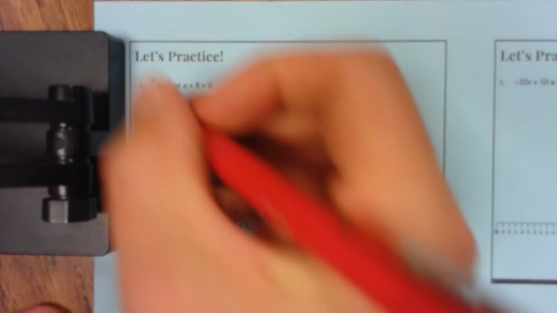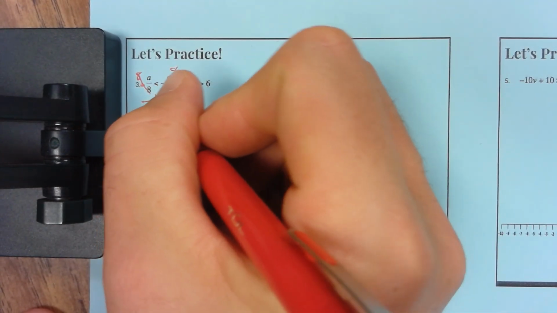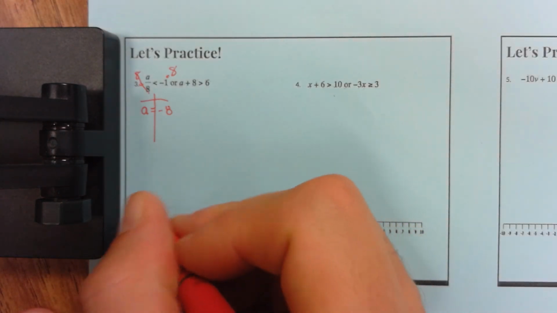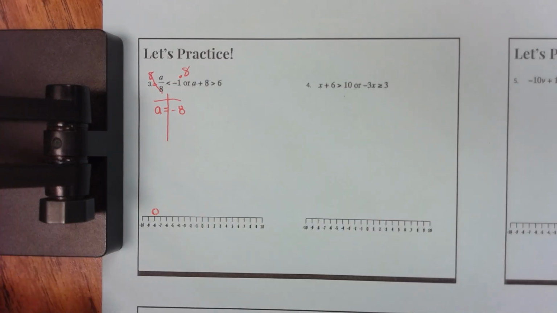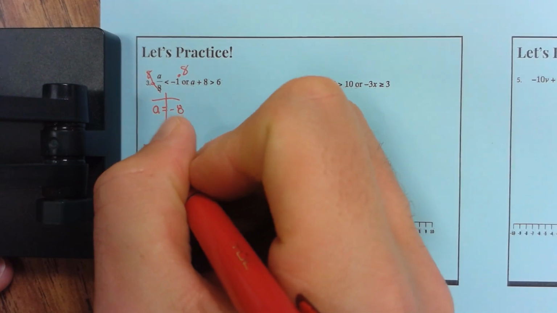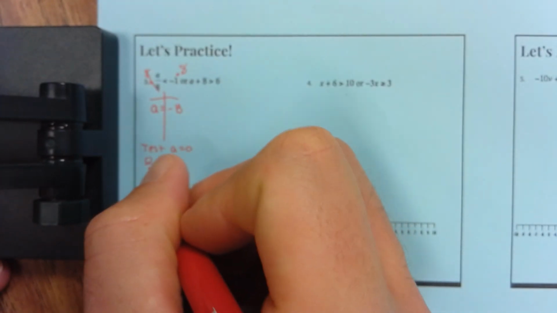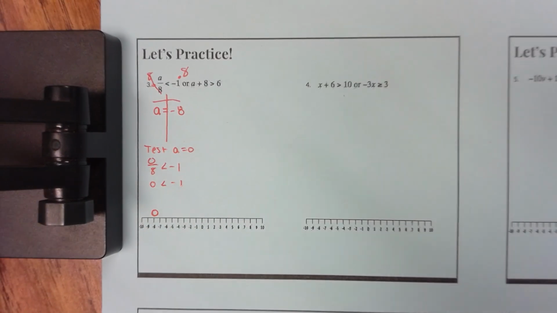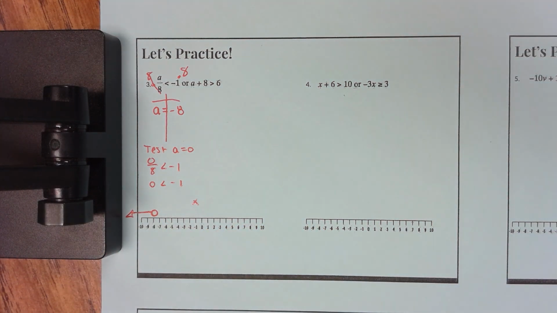So a divided by 8 is less than -1, so I'm going to just multiply by 8. That gives me a equals -8, and there's an anchor point. That anchor point at -8 has an open circle, and we need to figure out where to shade. So I'm going to test a equals 0. I get 0 divided by 8 is less than -1. So 0 less than -1, that is false, right? That is not true. So shading the side that has 0 would make this false, and thus we want to shade away from 0, which is to the left.